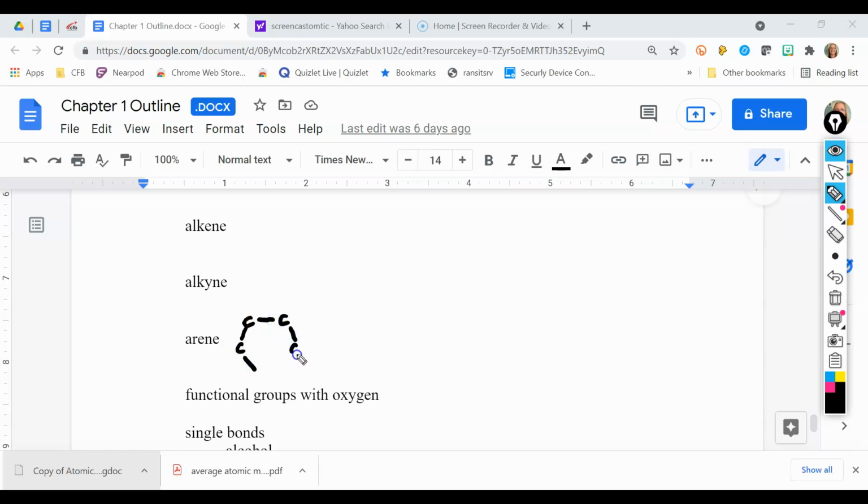And I'm trying to draw one really pretty here for you so you can see it. 1, 2, 3, 4, 5, and there's a bond right here. Okay, so that is an arene. Oftentimes you'll just see the arene drawn like this, and then it's attached like this. So this is a 6-carbon circle or ring, a 6-carbon ring attached to the main carbon chain.